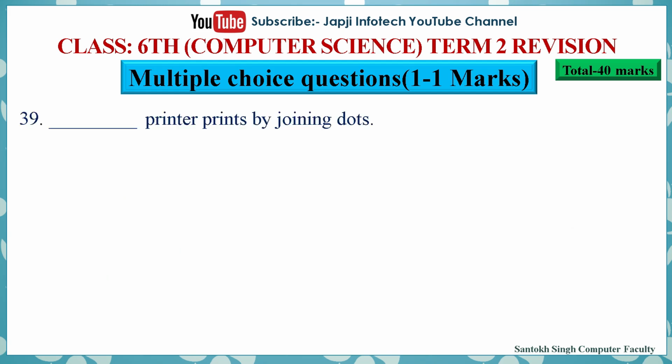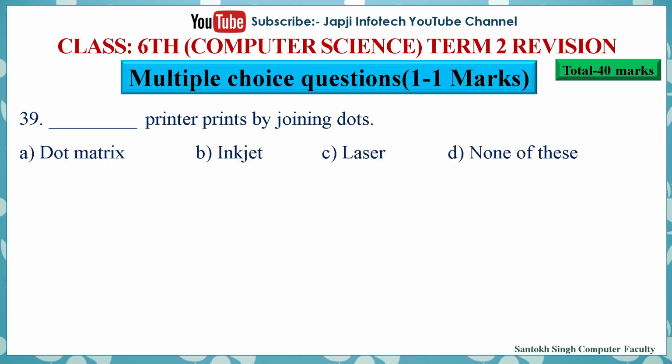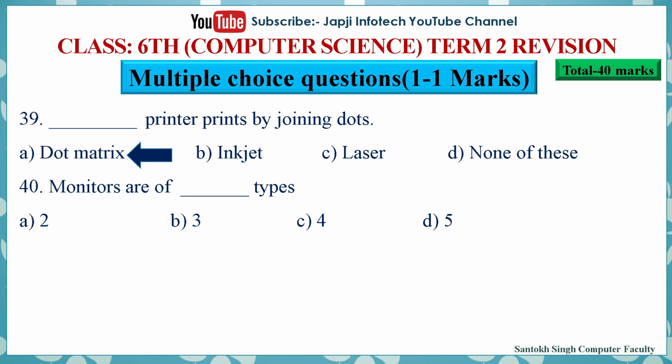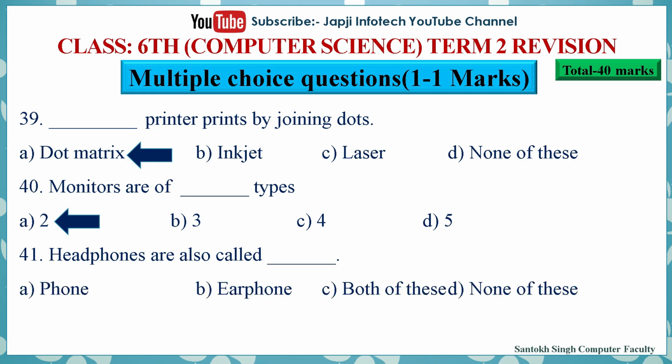The 39th question is dash printer prints by joining dots and the options are dot matrix, inkjet, laser, and the last one is none of these. And the right answer is dot matrix printer prints by joining dots. And 40th question is monitors are of dash type and the options are 2, 3, 4, and the last one is 5. And the right answer is monitors are of two types. And 41st question is the headphones are also called dash and the options are phone, earphone, both of these, or none of these. And the right answer is headphones are also called earphone.